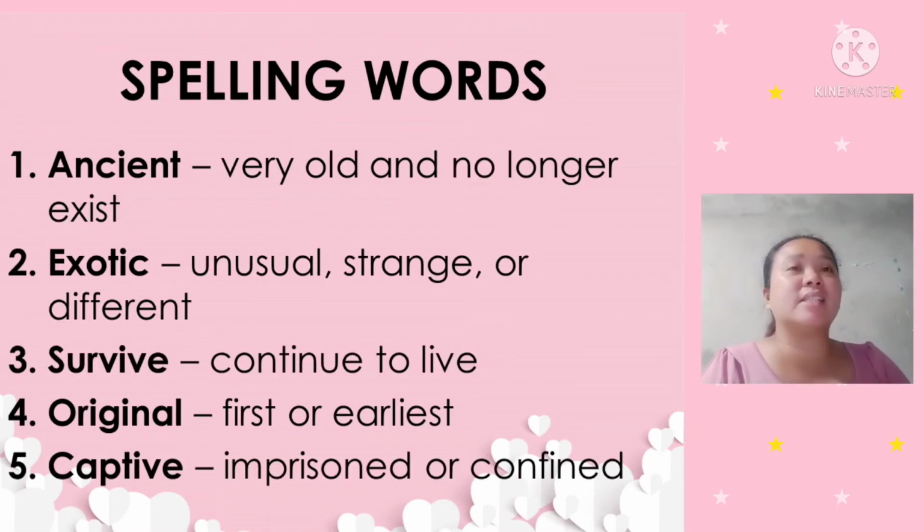So now let's go to our last set of spelling words. We have ancient, very old and no longer exist. Exotic, unusual, strange, or different. Number 3, survive, continue to live. Number 4, original, first or earliest. And number 5, captive, imprisoned or confined.